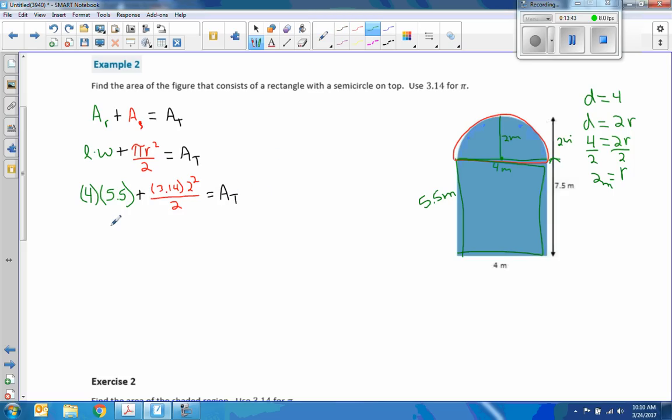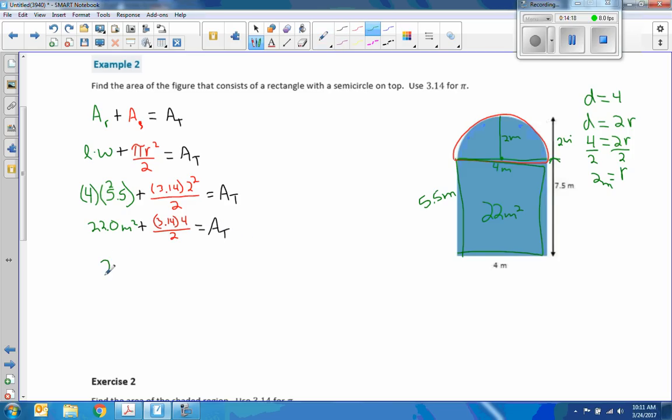5 times 4 is 20, carry the 2. 5 times 4 is 22. So the area of this rectangle is 22 meters squared. Plus 2 squared is 4, but 4 divided by 2 is 2. Okay, so this is equal to 4. Let me just write it. 3.14. 2 squared is 4 divided by 2, and that is going to equal our area total.